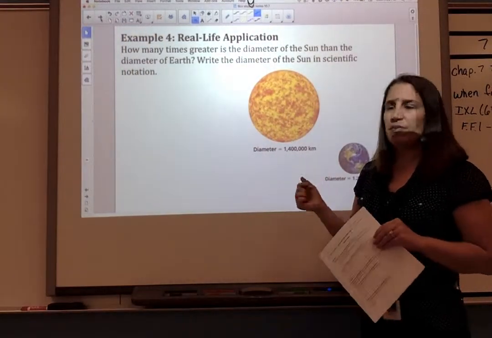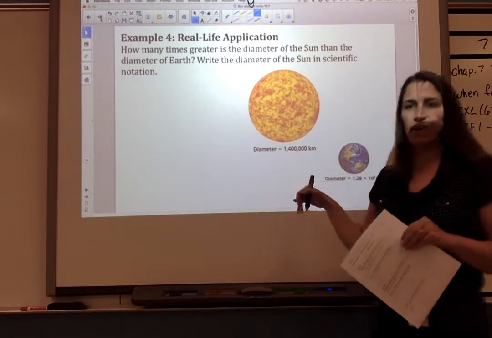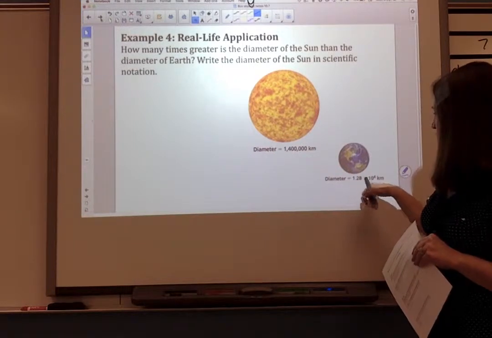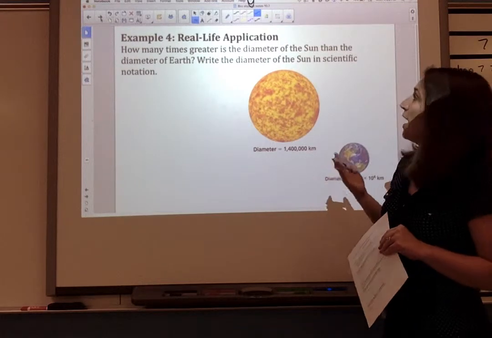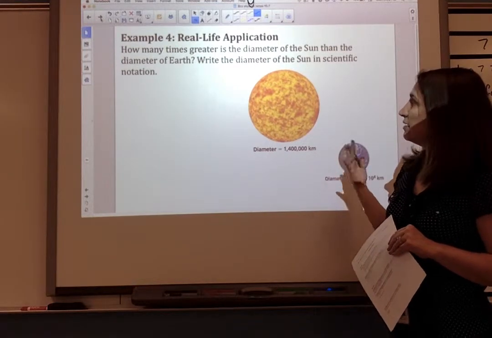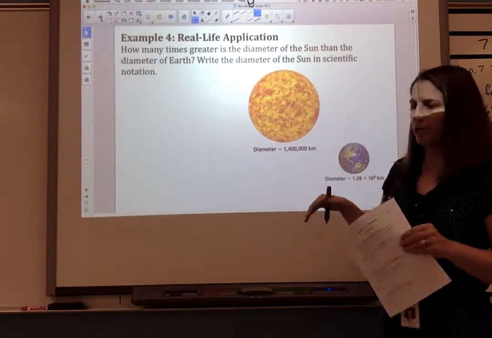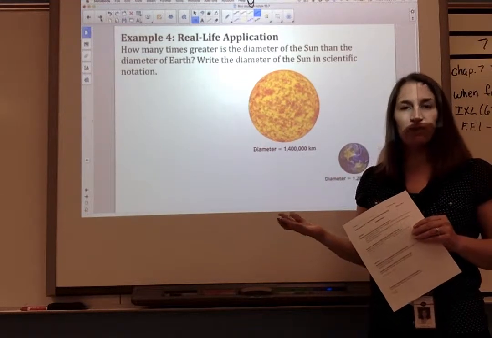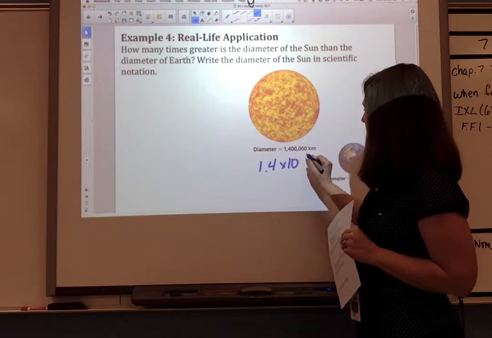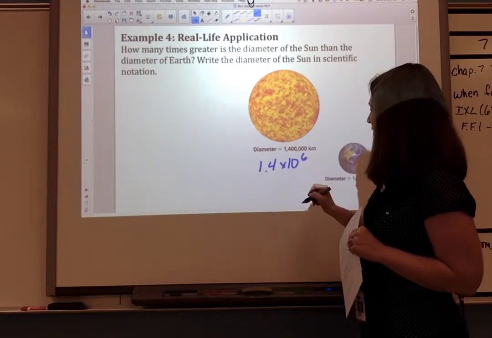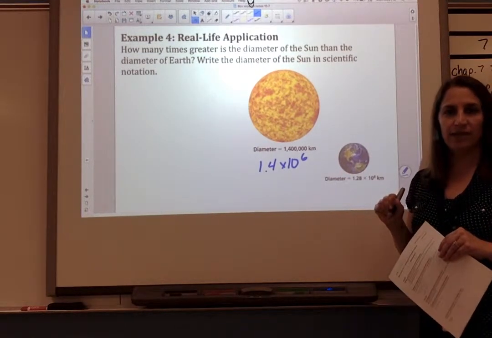Here we have the diameter of the sun is 1,400,000 kilometers, and the diameter of the earth is 1.28 times 10 to the 4th kilometer. So we want to know how many times greater is the diameter of the sun than the diameter of the earth. So that's dividing this diameter by this diameter. So let's go ahead and rewrite the diameter of the sun in scientific notation. That's 1.4 times 10 to the 1, 2, 3, 4, 5, 6. 1.4 times 10 to the 6th, and we're going to divide that by 1.28 times 10 to the 4th.